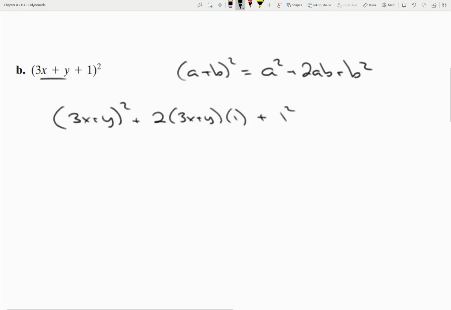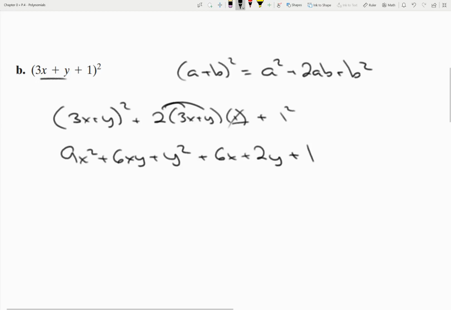Okay. So now we really don't have to do too much here. We do have to square this first term, and we can use the same technique again to get 9x squared plus 6xy plus y squared plus 6x. As I distribute these two, the 1, boom, right? It just multiplies by 1, just goes away. So that's plus 6x plus 2y, and then 1 squared is 1.